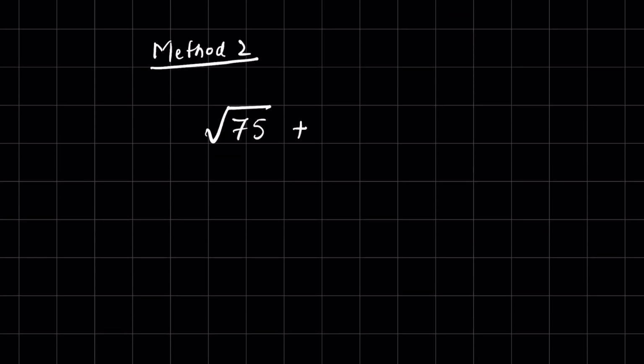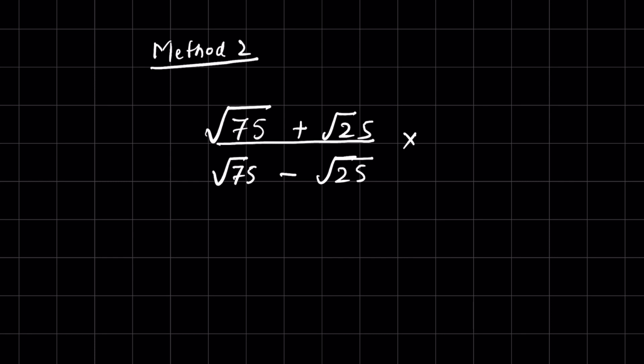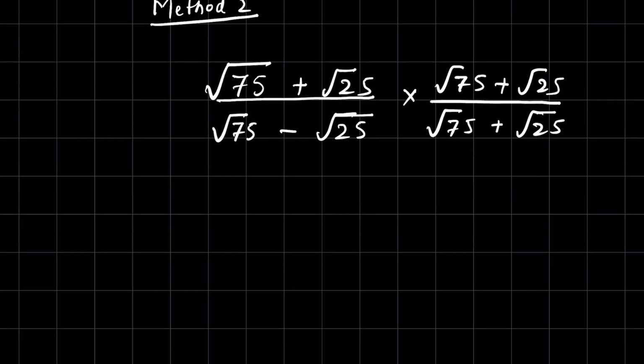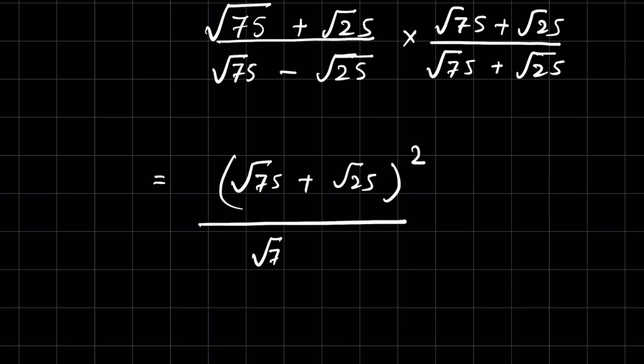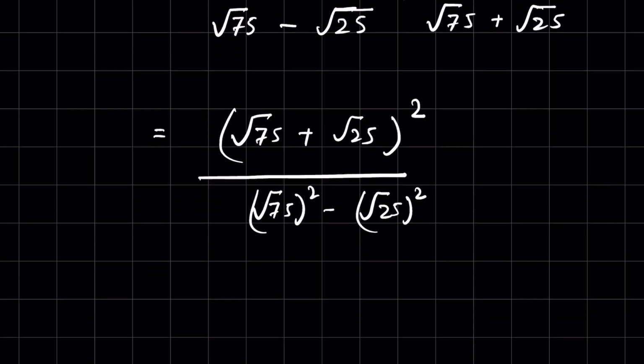In the second method, we have square root of 75 plus square root of 25 upon square root of 75 minus square root of 25. Here we can rationalize right away and use the conjugate, square root of 75 plus square root of 25. So it will be (square root of 75 plus square root of 25) upon (square root of 75 plus square root of 25). So this will be (square root of 75 plus square root of 25) whole square upon (square root of 75) square minus (square root of 25) square.